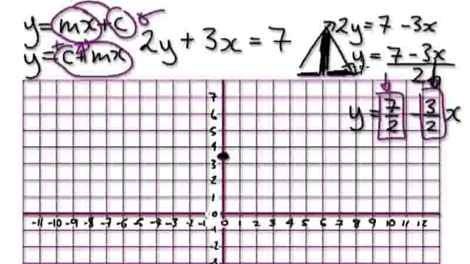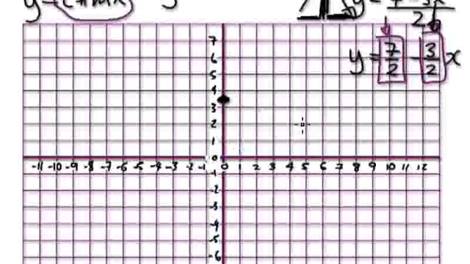To draw this gradient, remember gradient means the steepness of that line. So the up and down will be 3, the across will be 2. Now you know the intercept is here, so I'm going to go 3 down, 1, 2, 3, and then 2 across, 1, 2. So it's going to be here.